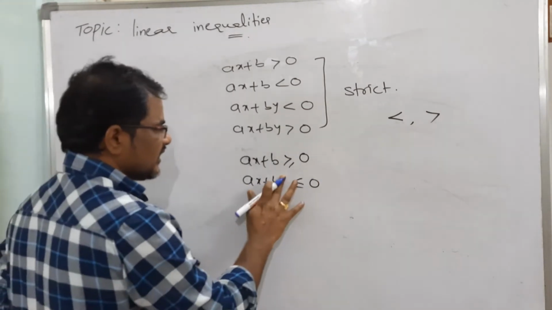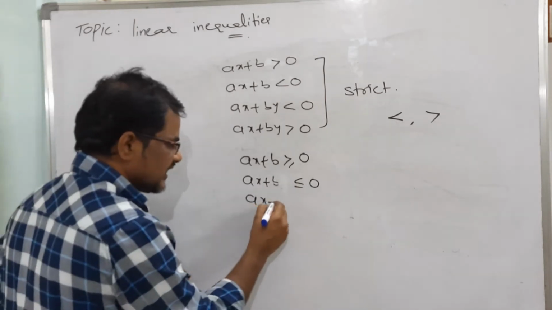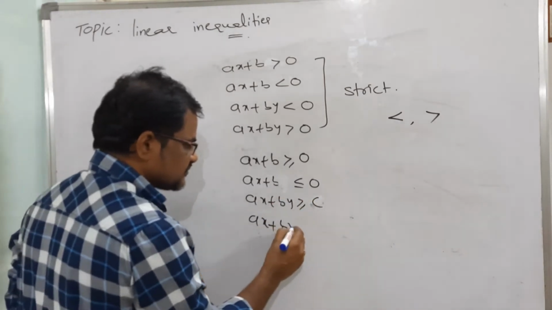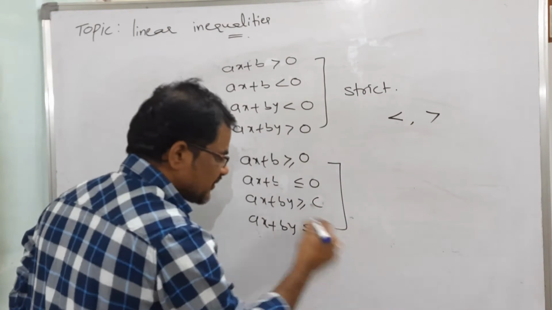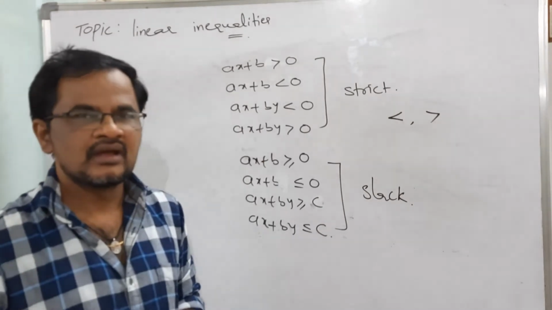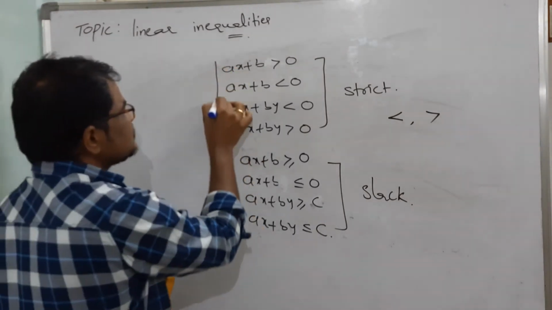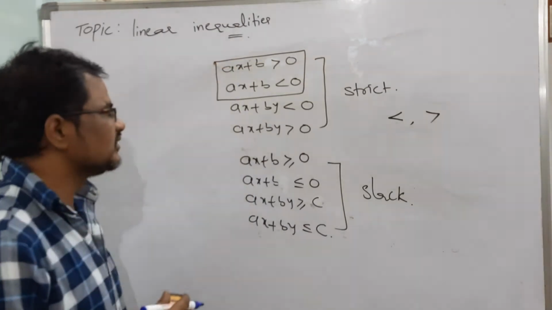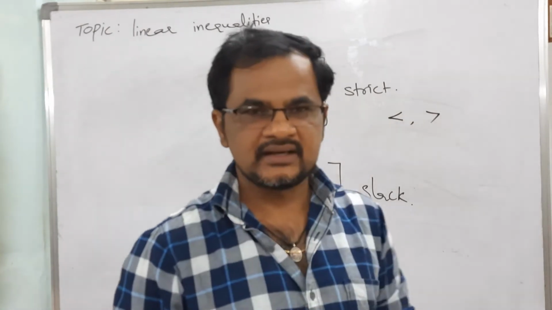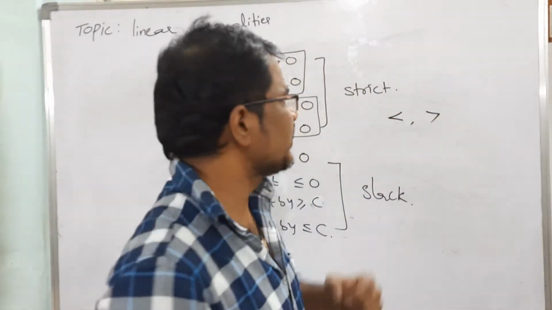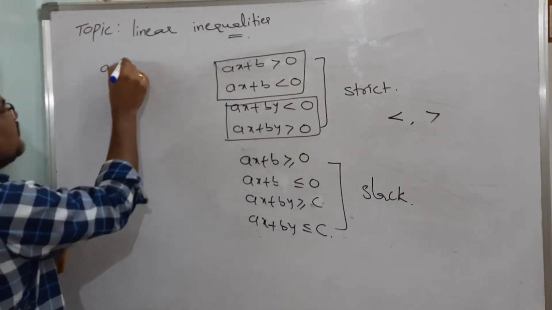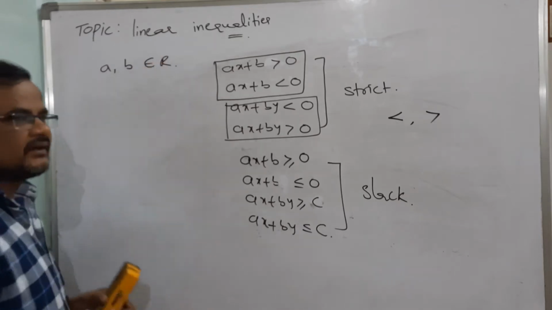And similarly, ax + b ≥ 0, ax + by ≤ 0, or ax + b ≤ 0, ax + by ≥ 0, or we can take ax + by ≤ c. This type of inequality is called a slack inequality. Here, these two are inequalities in one variable and these two are inequalities with two variables. Also, one important point here: suppose a, b are two real numbers.